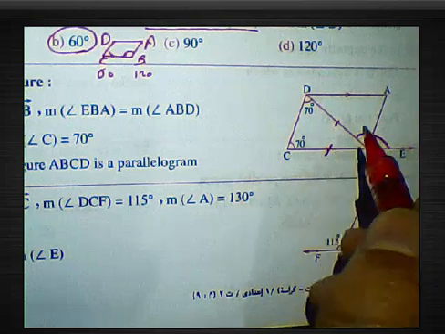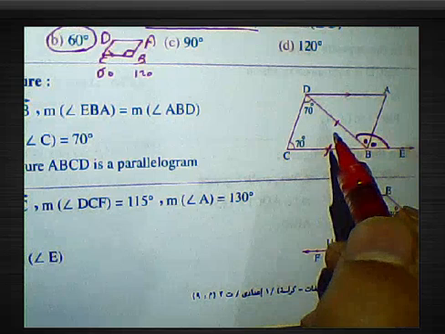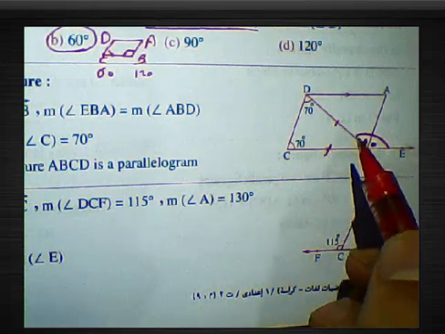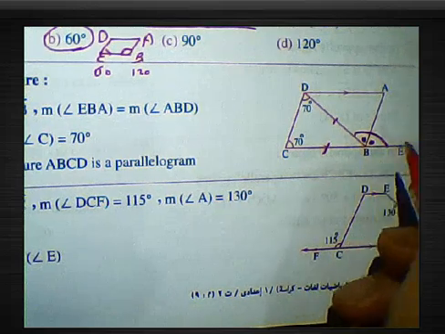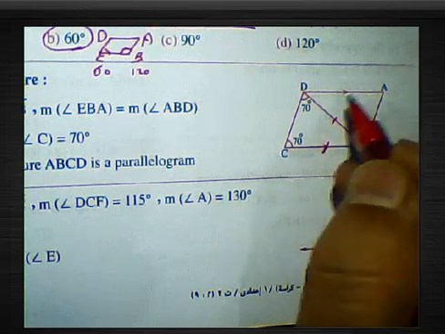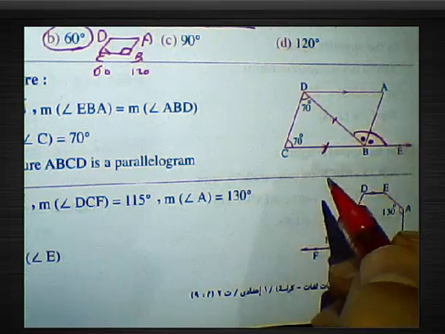Prove that the figure ABCD is a parallelogram. We want to prove that this figure is a parallelogram. To prove that it is a parallelogram, you must find two adjacent sides or all sides of equal length, or each two opposite sides are parallel.